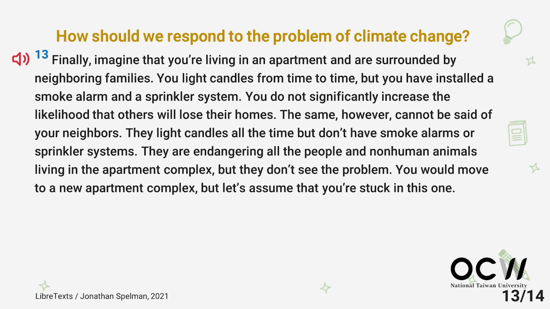Finally, imagine that you're living in an apartment and are surrounded by neighboring families. You light candles from time to time, but you have installed a smoke alarm and a sprinkler system. You do not significantly increase the likelihood that others will lose their homes. The same, however, cannot be said of your neighbors. They light candles all the time, but don't have smoke alarms or sprinkler systems. They're endangering all the people and non-human animals living in the apartment complex, but they don't see the problem. You would move to a new apartment complex, but let's assume that you are stuck in this one.